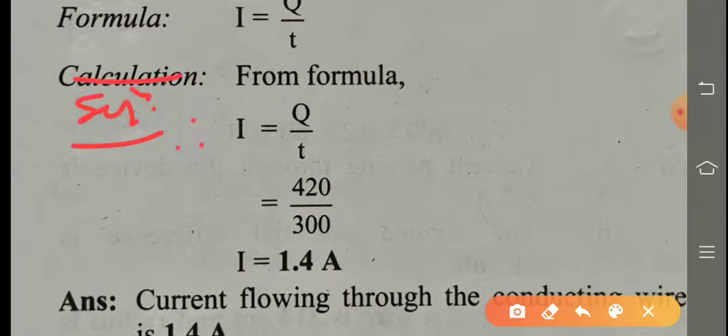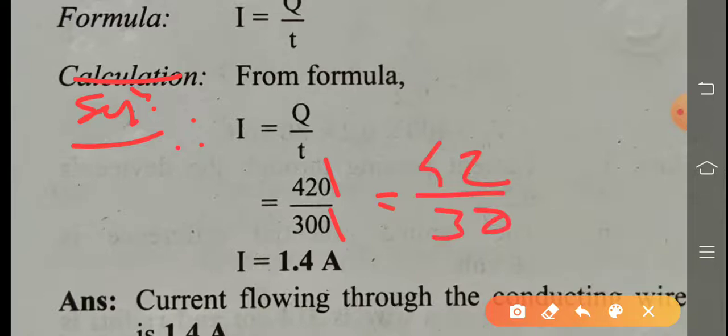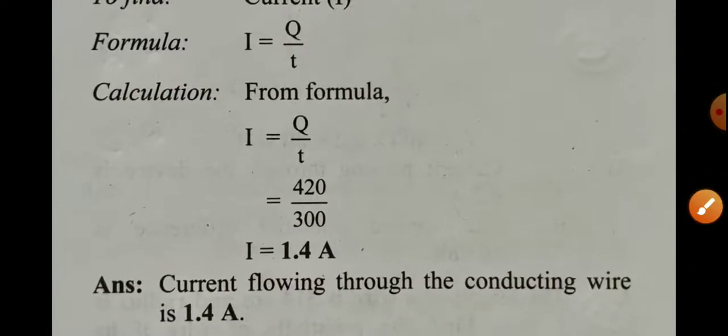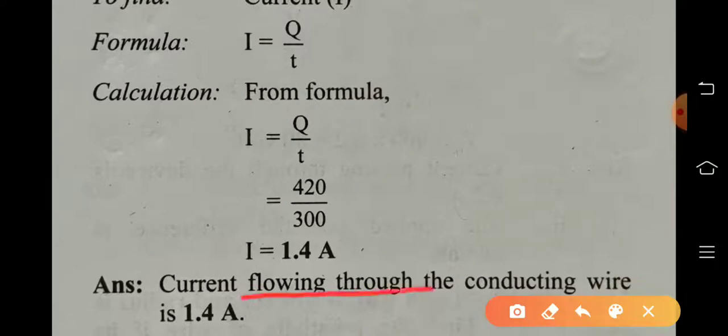420 is the charge upon time measured in second, that is 300. 1 zero gets cancelled, so 42 divided by 30. Do the calculation, you are getting the answer. Current I is equal to 1.4 ampere. At the last, you write down the answer in proper sentence. Therefore, current flowing through the conducting wire is 1.4 ampere.